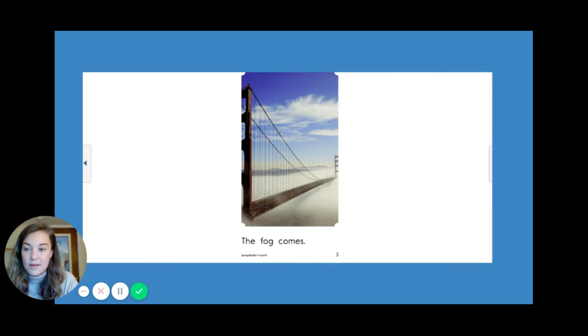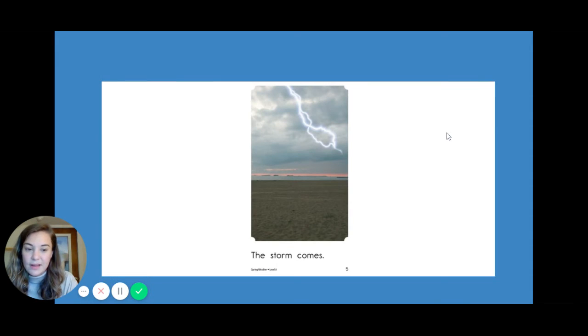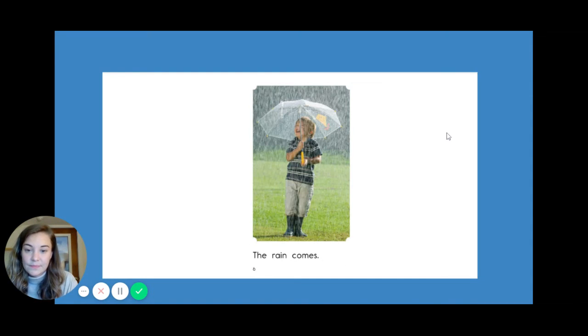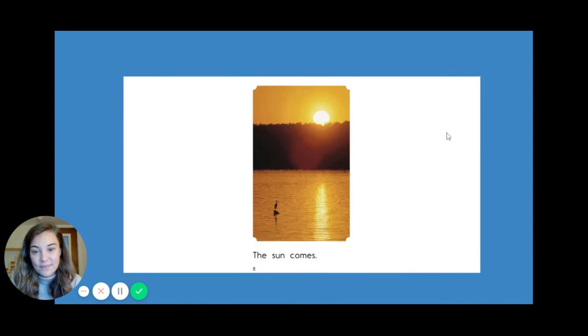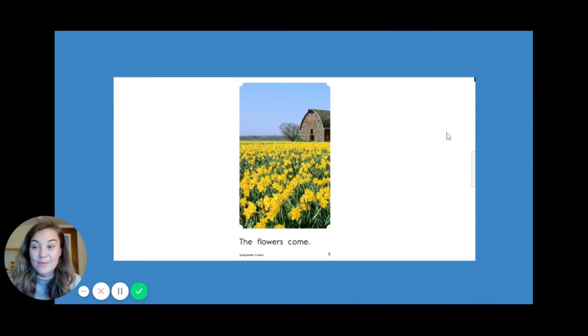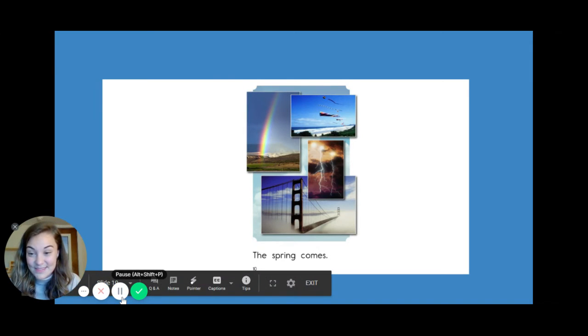The fog comes. The clouds come. The storm comes. The rain comes. The wind comes. The sun comes. The flowers come. The spring comes.